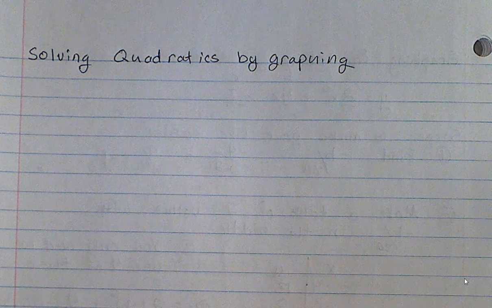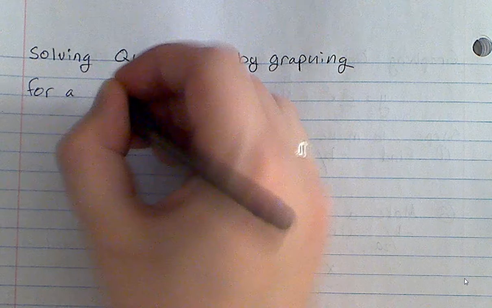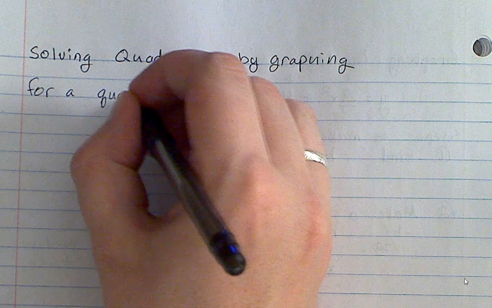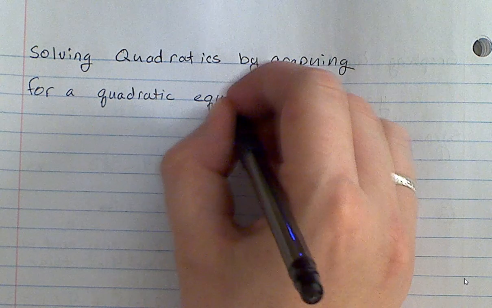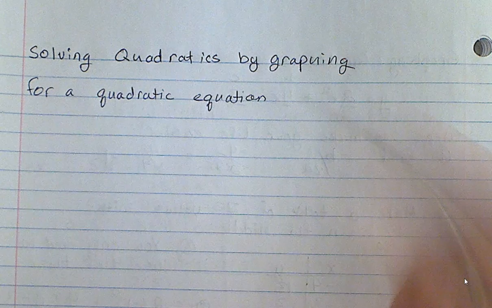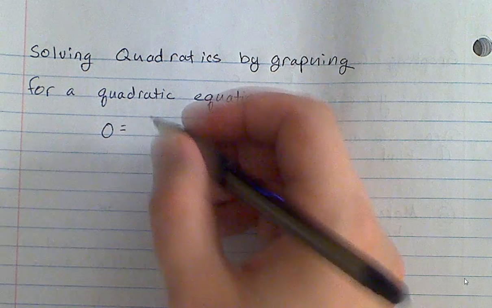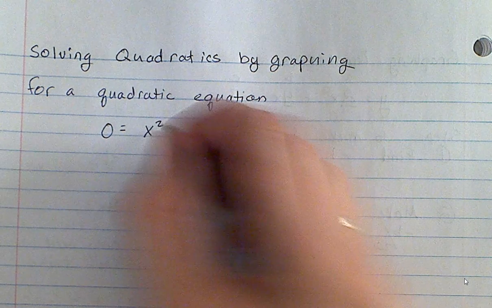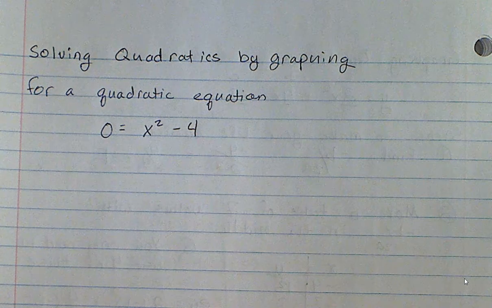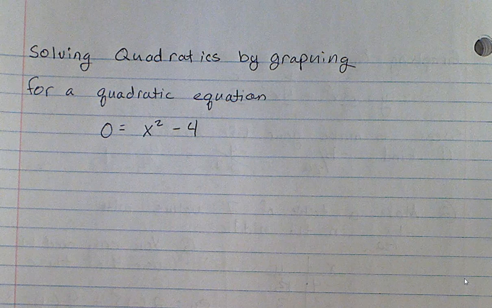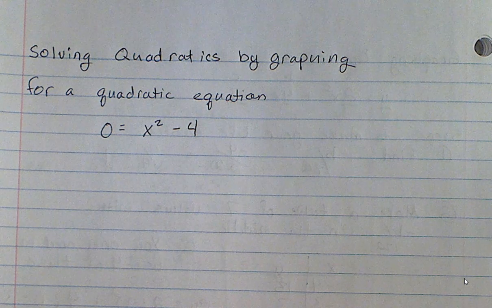So for a quadratic equation, which I'm going to give you an example here. Let's go pretty easy. Let's say 0 is equal to x squared minus 4. Now, the way that we learned how to solve it in the last unit was either by factoring it or using the quadratic formula. Today, we're going to learn how to solve that by graphing it.